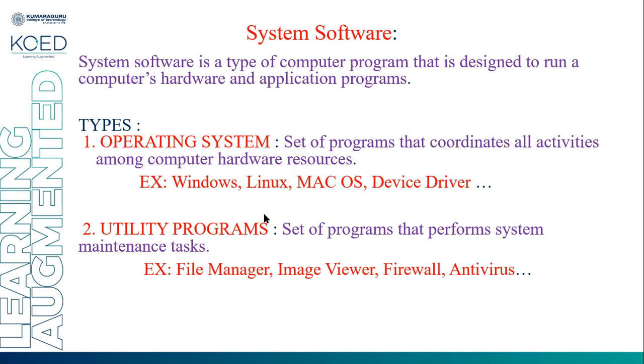Utility programs are a set of programs that perform the system's maintenance tasks, the housekeeping tasks of a computer. Examples: file manager, image viewer, firewall, and antivirus. Antivirus software especially protects you from virus attacks. A firewall performs similar work: a suspicious attacker cannot intrude into your computer by bypassing the firewall.